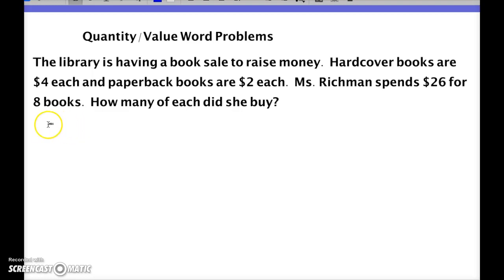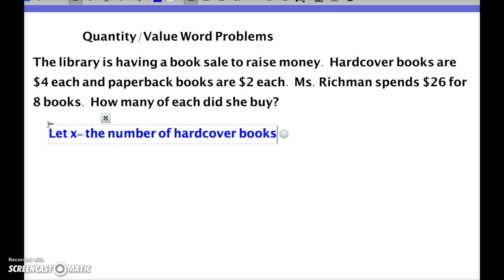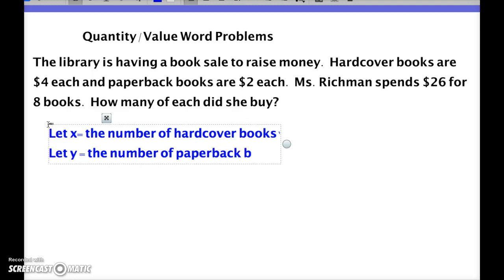So the first thing we need to do is write our let statements. I'm looking for the number of each kind that Ms. Richmond bought. So I would say let X equal the number of hardcover books, and I could say let Y equal the number of paperback books. Okay, and then after that I'm ready to write the equations.